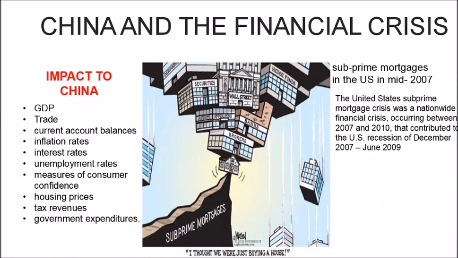Now we look at China and the financial crisis. The US subprime mortgage crisis was a nationwide financial crisis occurring between 2007 and 2010, and it contributed to the US recession of December 2007 to June 2009. Because China is a major trading partner of the US, it impacted China. What was impacted in China: GDP, trade, current account balances, inflation rates, interest rates, unemployment rates, measures of consumer confidence, housing prices, tax revenue, and government expenditure.